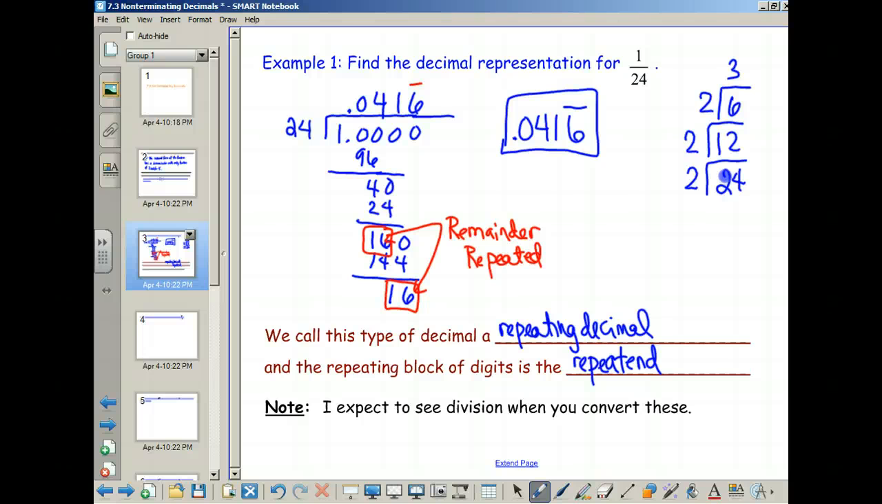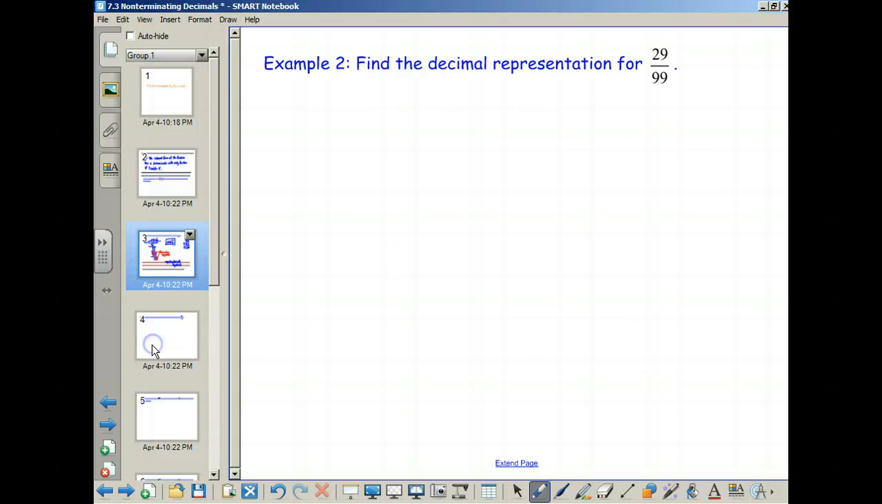Can I add at the bottom? I know your calculator can do this, and I'm happy when you check with your calculator to make sure you did it right. I expect to see that you write out long division. Okay, that shows me that you know what's going on when the problem's going on.